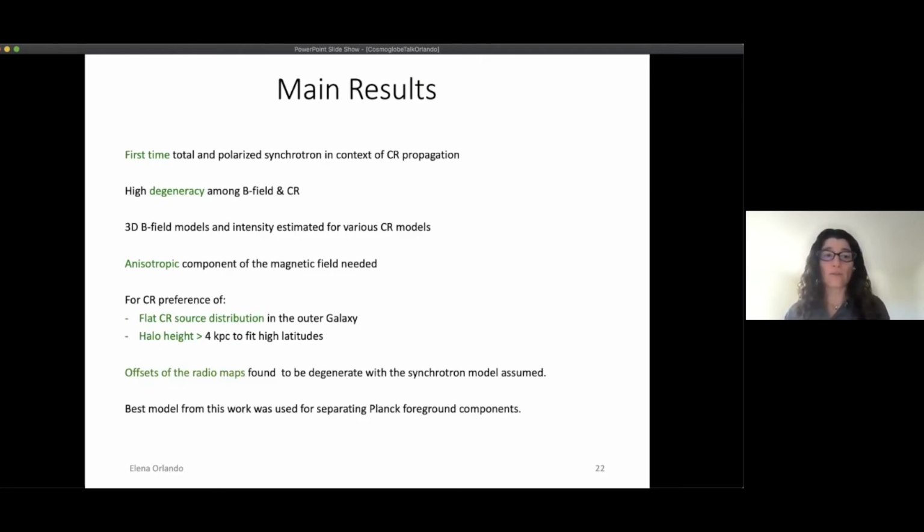We found the need for an isotropic component of the magnetic field, and also a preference for a model with a flat cosmic ray source distribution in the galaxy, rather than the usually assumed one, and a preference for a halo propagation size higher than 4 kiloparsec. We also defined an offset in the radio maps, which we find to be degenerate with the assumed synchrotron model. We could also identify the best model, and the average of that model in the sky was used for separating the Planck foreground components.